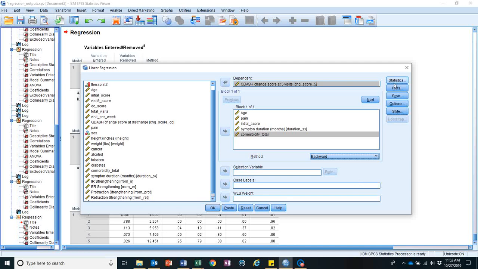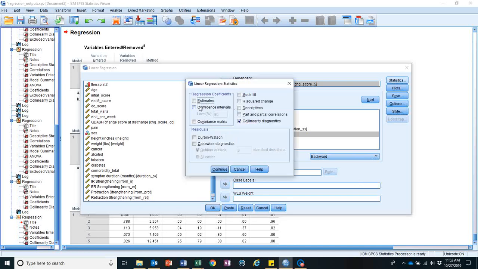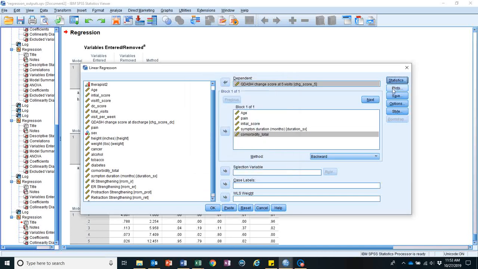Okay, so we want it to give us a model fit and our R-squared, our descriptives, and our partial correlation. We want all of these, and then we want our confidence intervals. Typically, as we present that data, we're going to give the parameter estimates, the confidence intervals, and the p-values for the analysis of variance table and for the parameter statistics, which you'll see here in a minute when we run this analysis. I typically don't do a plot.